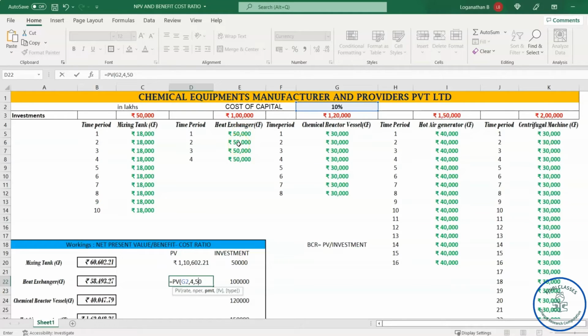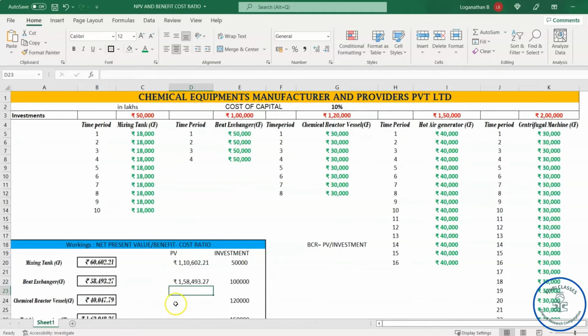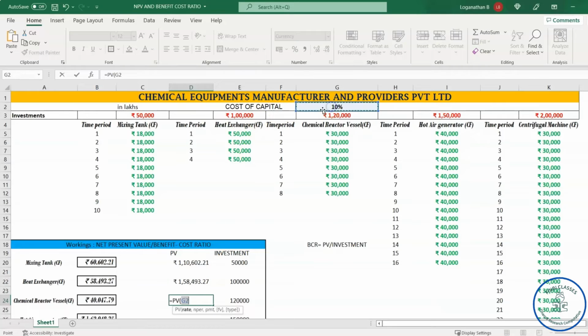So I'll be typing negative 50,000 so that we get the positive over there. So 50,000, and close the bracket and enter. So we'll be getting 1,58,493. And for chemical reactor vessel, equal to present value, tab key, rate is 10%, comma, the number of years that they have given is 8.